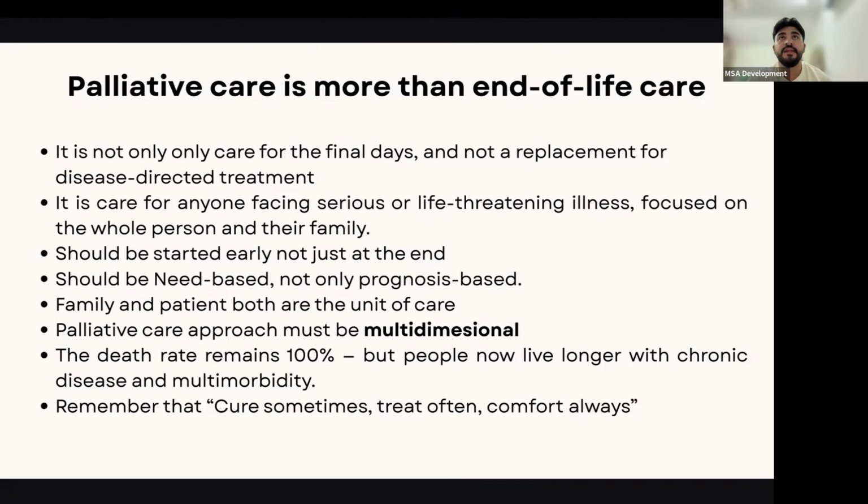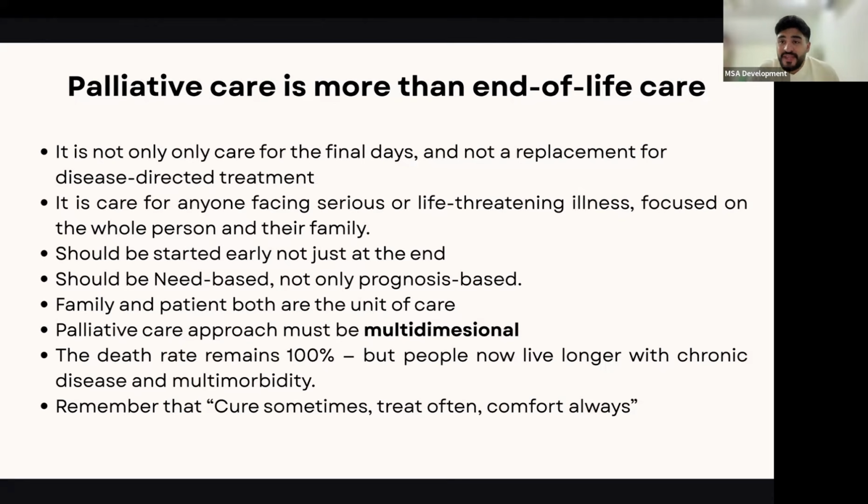People who are facing serious illness, life-threatening illness, and it's impacted them and their entire family. Because in palliative care, the unit that you're treating is the person and the family, right? So it should be need-based. It's a multi-dimensional approach. So that's something you also need to keep in mind.